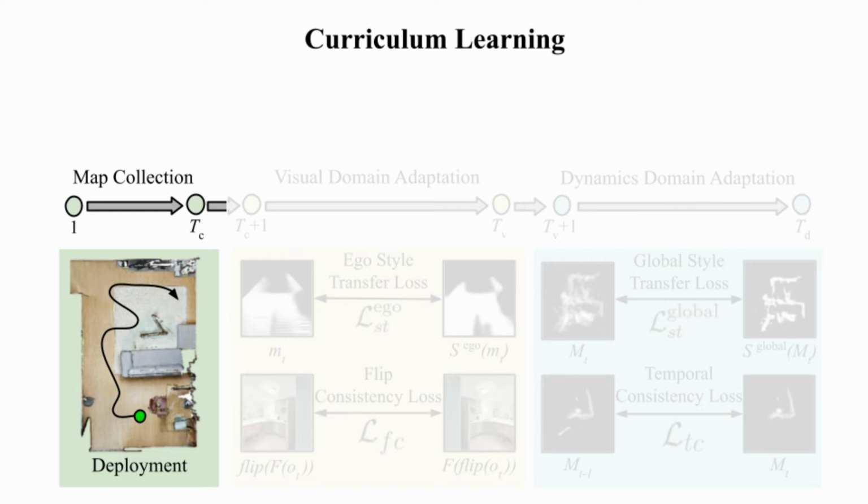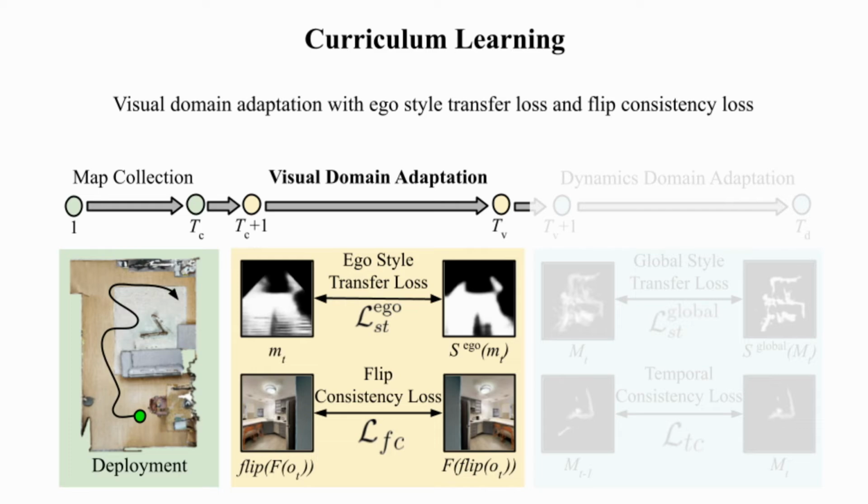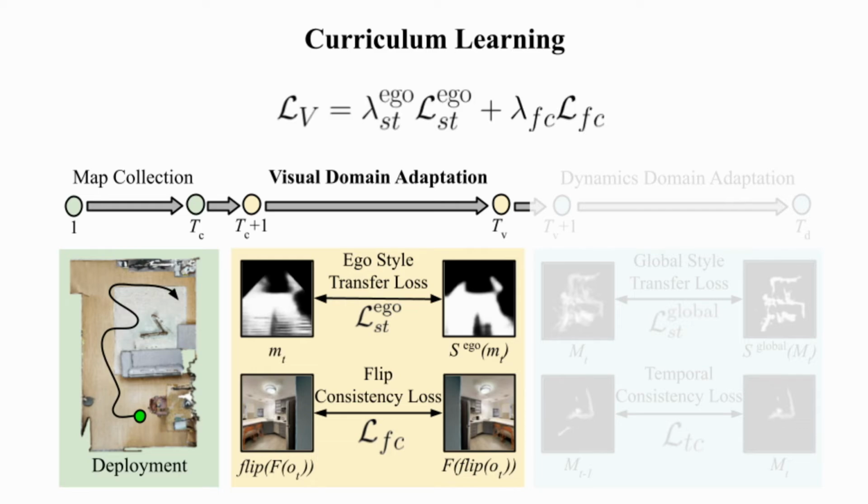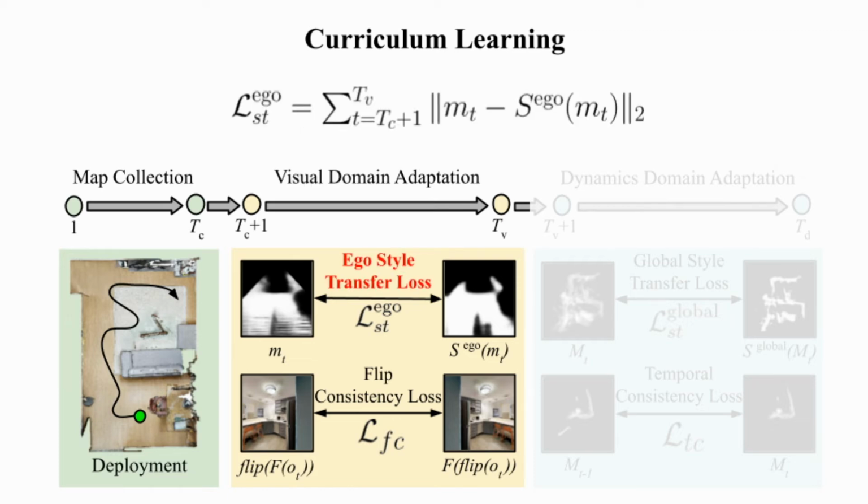For efficient training process, we also suggest a sequential learning curriculum. Our agent first collects maps from the deployed environment, then we fine-tune the agent's mapping model for visual domain adaptation. Here we suggest 2 loss functions. First, the ego style transfer loss. As mentioned previously, we enforce the predicted ego map to be similar to the style transferred map using the ego style transfer network.